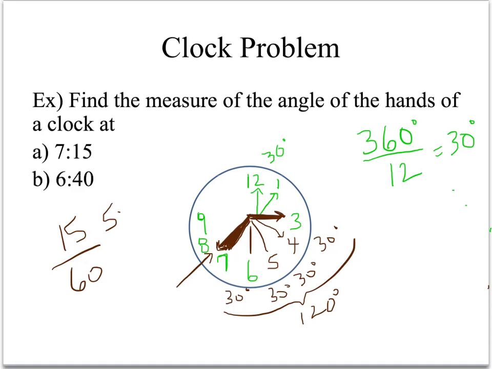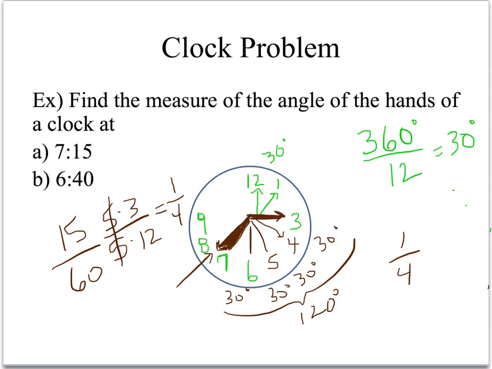Well, 15 is 5 times 3. 60 is 5 times 12. And actually, the nice thing is here we can reduce 3/12 to 1/4. So we've gone a quarter of the way between the 7 and the 8.